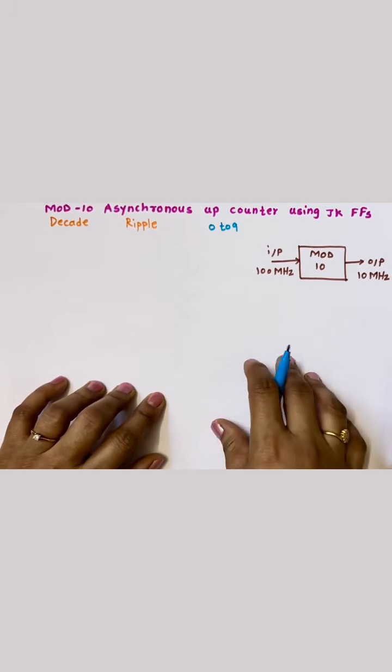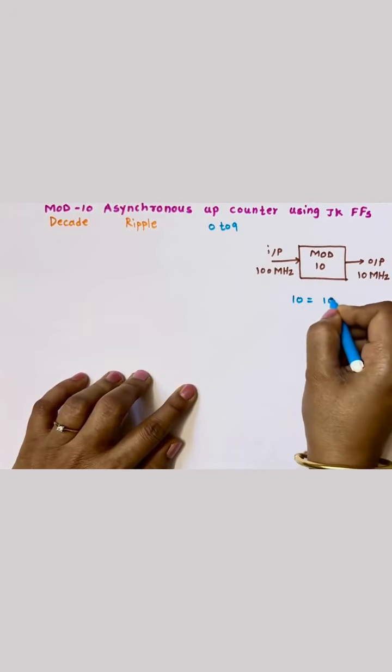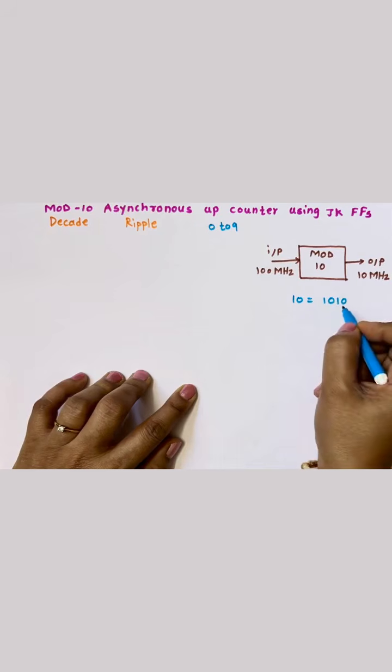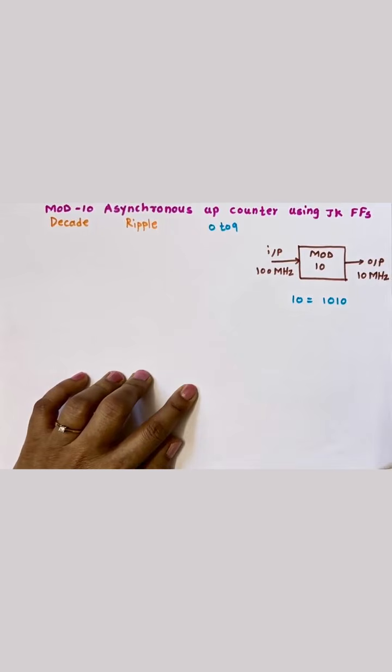Before we start the design of this counter, let's first understand how many flip-flops are needed. Let's write the binary equivalent of 10. It is 1010. You can see we have 4 bits. One flip-flop can store 1 bit of data, so we need 4 flip-flops to design this counter.